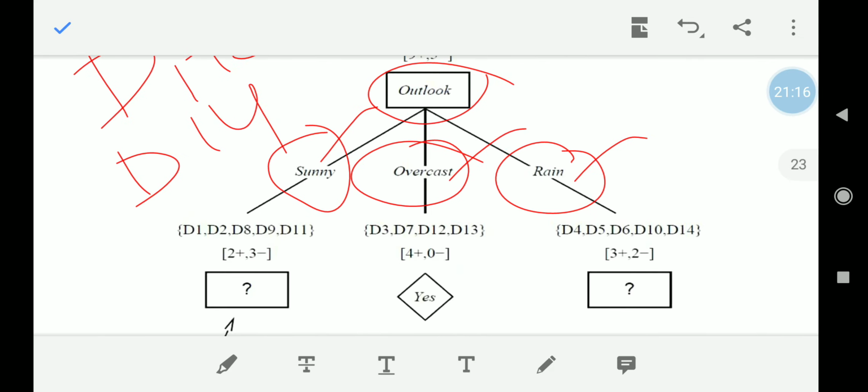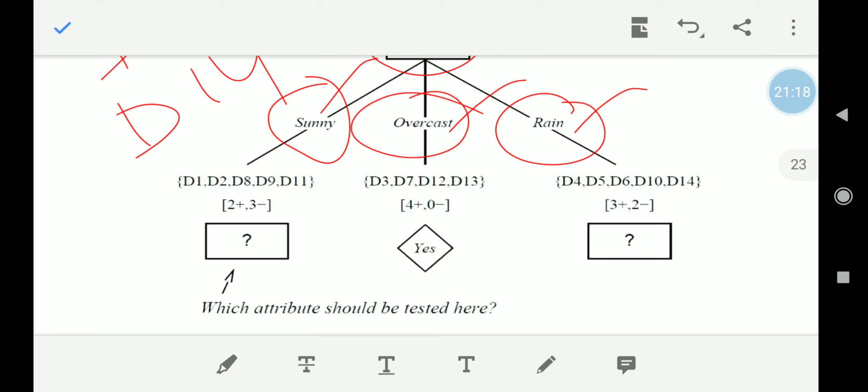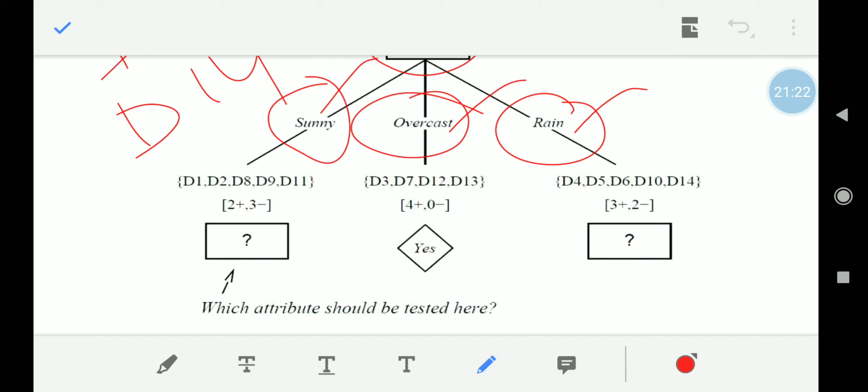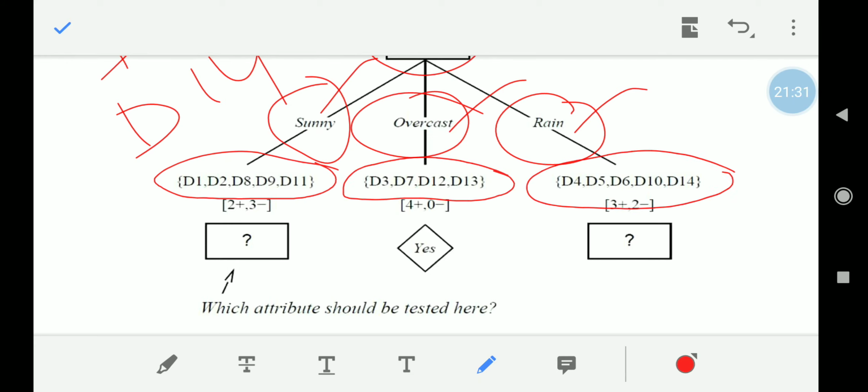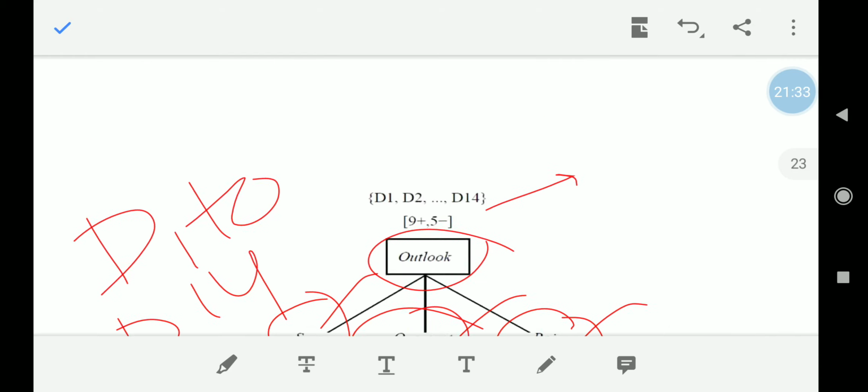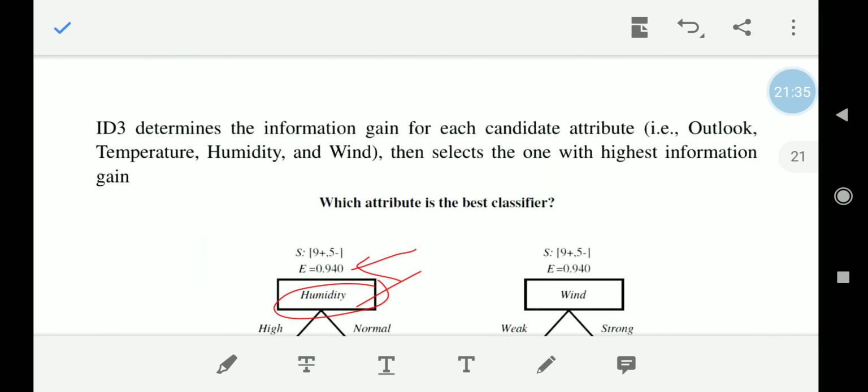Now we have to check again. What are the examples when outlook is sunny? What are the examples when outlook is overcast? What are the examples when outlook is rainy? I will tell you. You can see this table.